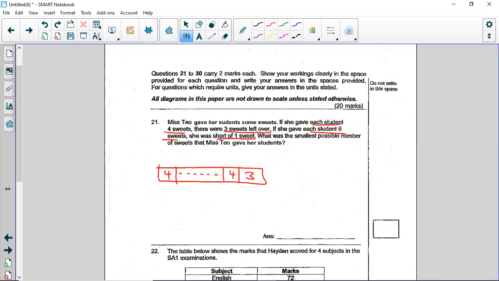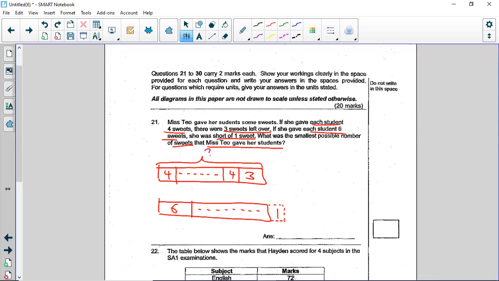Okay, if she gives each student 6 sweets, so you draw a same rectangle, which is the number of sweets that Miss Teo have. But this time, everybody gets 6 sweets. And what will happen? She was short of 1. So there's a shortage. Okay, shortage. Okay, and then dotted line because we don't know how many students are there. Okay, so what was the smallest number of sweets that Miss Teo gave her students? So where's the question mark? Your question mark is over here. Okay, question mark. Okay, now what do we do?